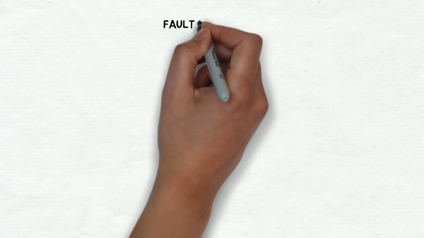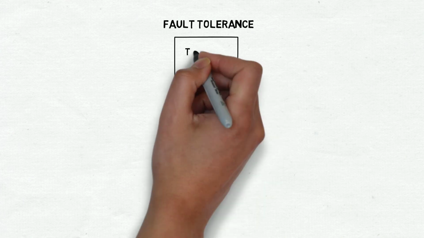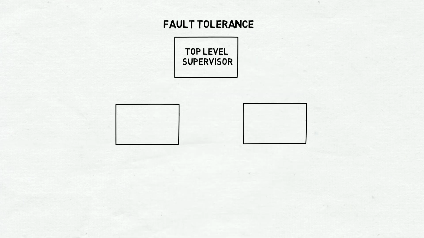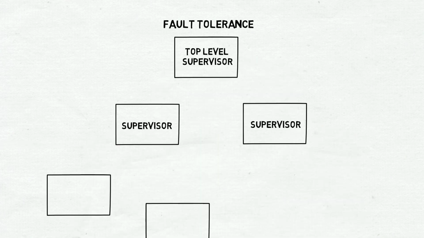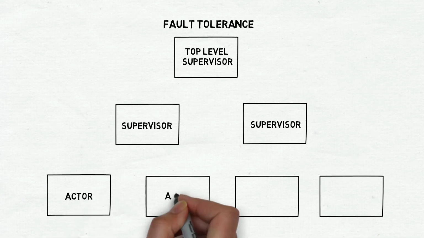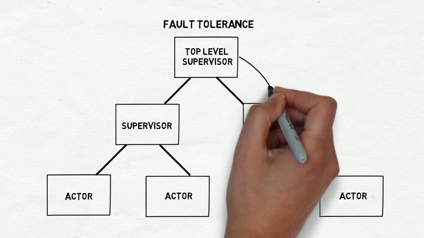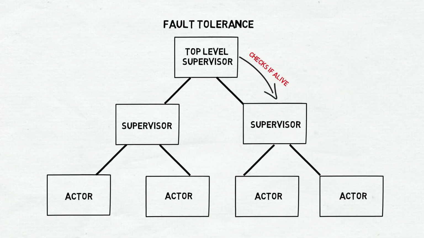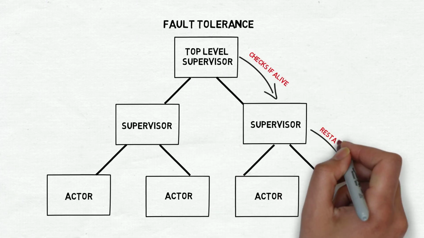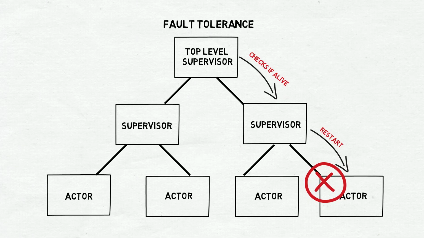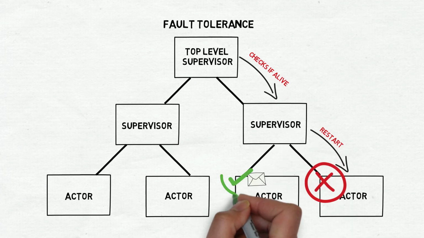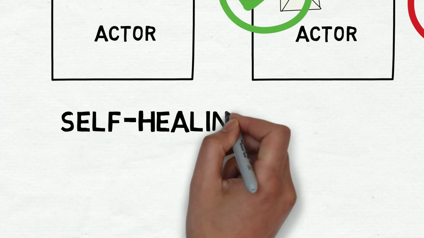Now let's talk about fault tolerance. In the actor model, actors can supervise other actors. An actor can supervise the actors it creates and can decide what to do in case of failure. A supervisor can, for example, restart a supervised actor or redirect messages to another actor. It leads us to self-healing systems.